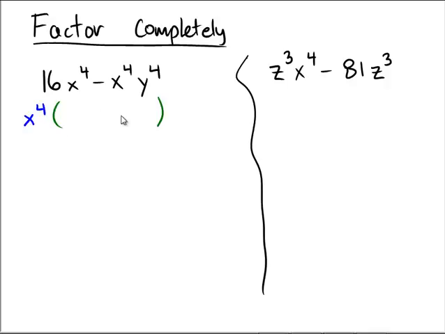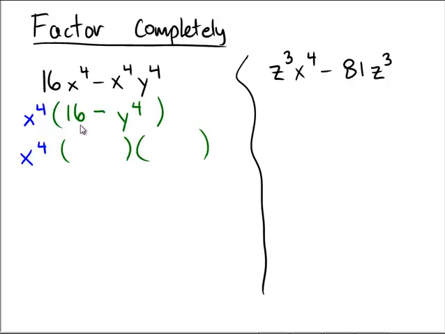Once that's pulled out, in the first term, after x to the fourth is out, there's a 16, minus, and in the second term, with x to the fourth pulled out, we're left with y to the fourth. That's the first step. The second step is to notice that 16 is a perfect square, it's 4 squared, and y to the fourth is a perfect square, it's y squared squared. So this will factor into two different conjugate binomials.